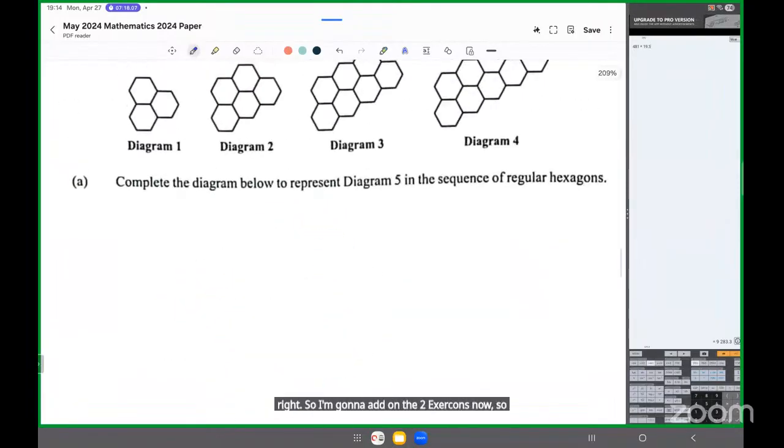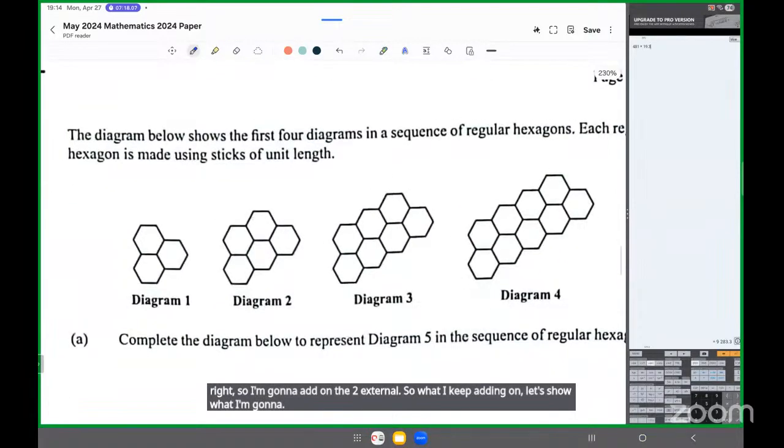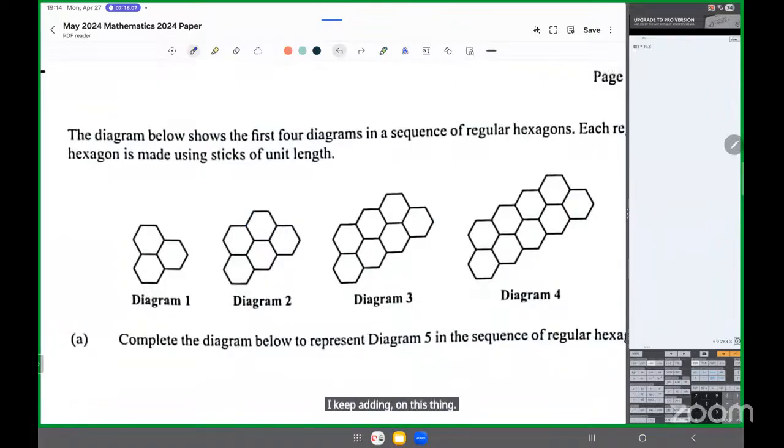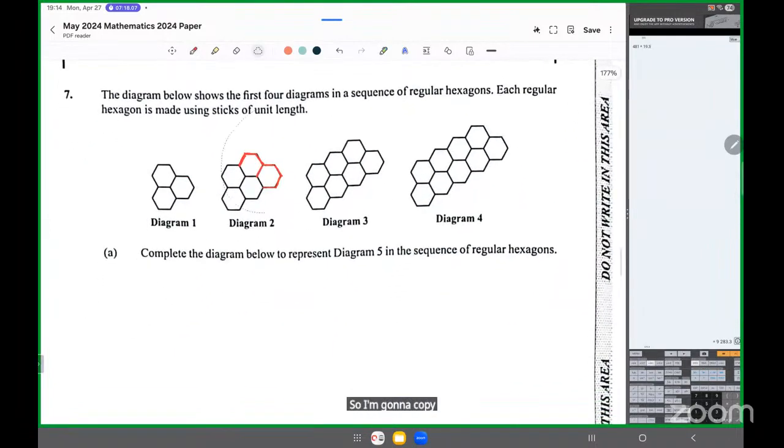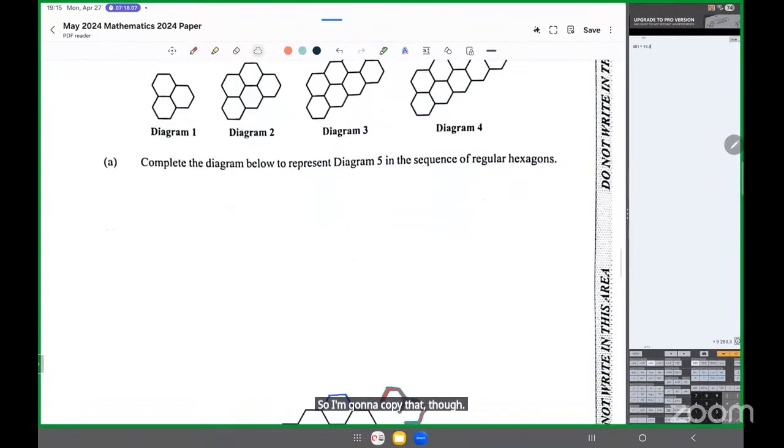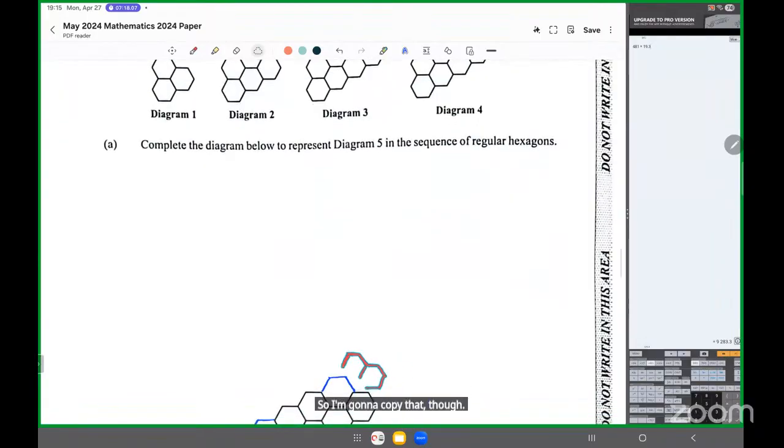So when they keep adding on, let's draw what they add on. They keep adding on this thing. Let me draw it in red. Keep adding on this thing. That's what they added on. That is what was added. So I'm going to copy that down. And I'll put it here. That's right. So missing, let me see. Go back up.